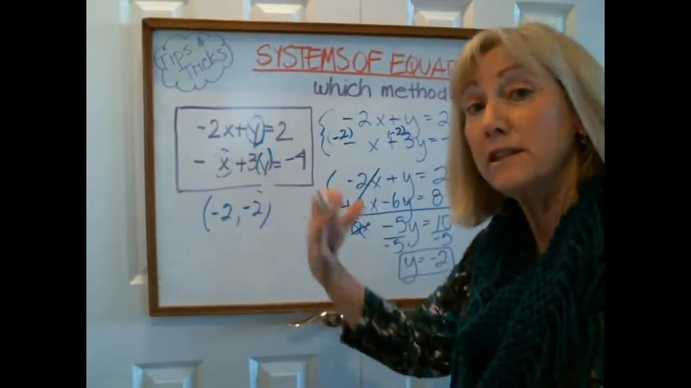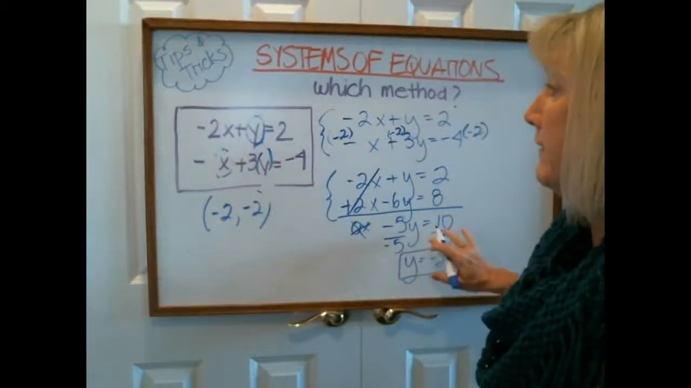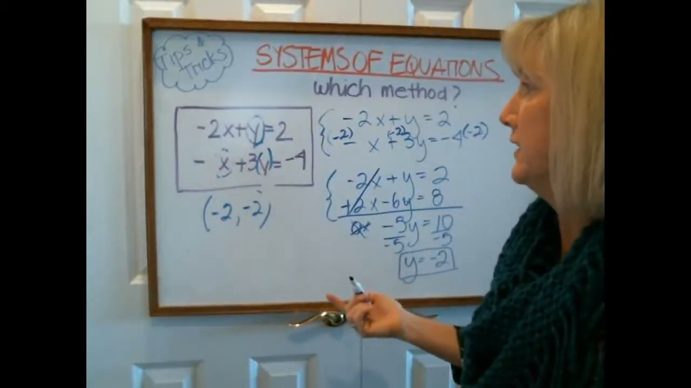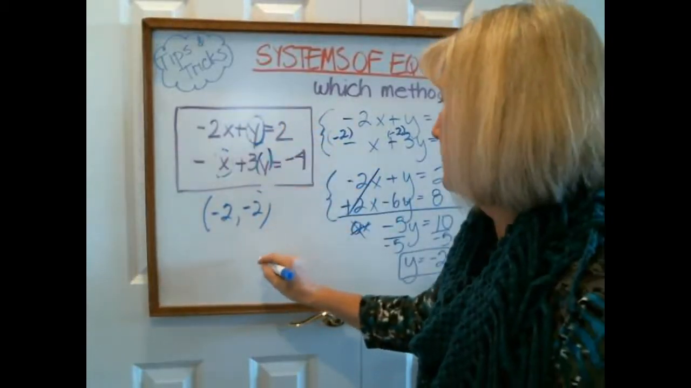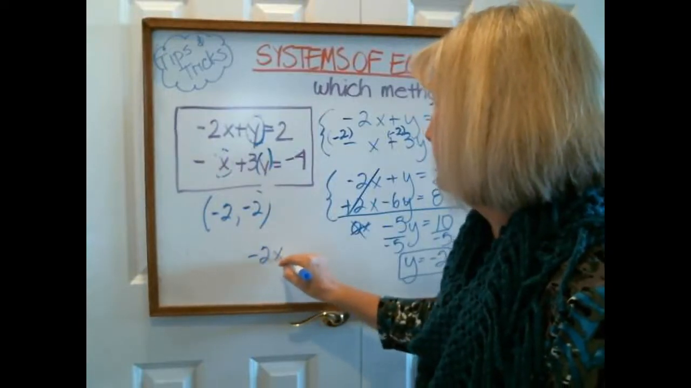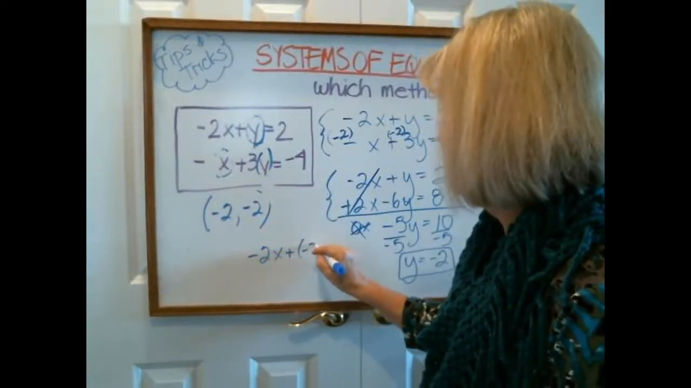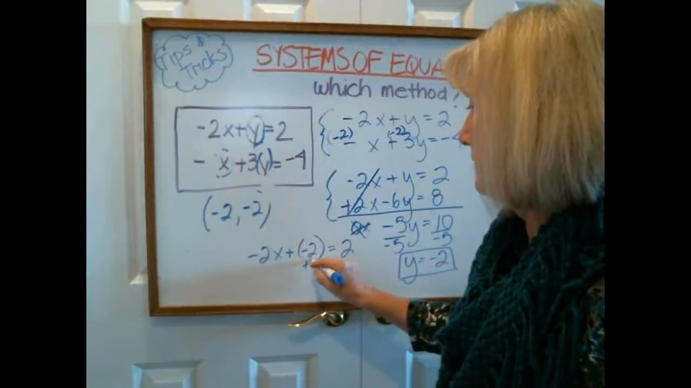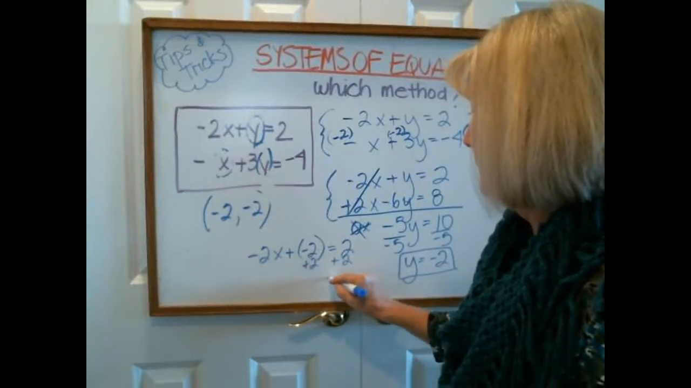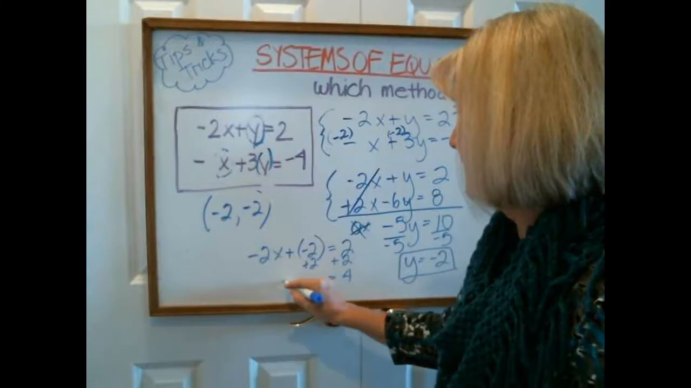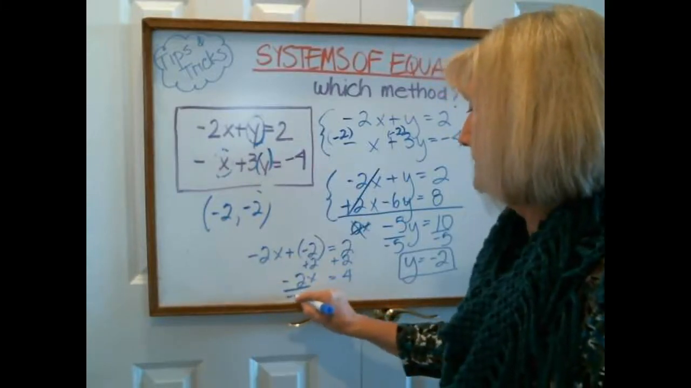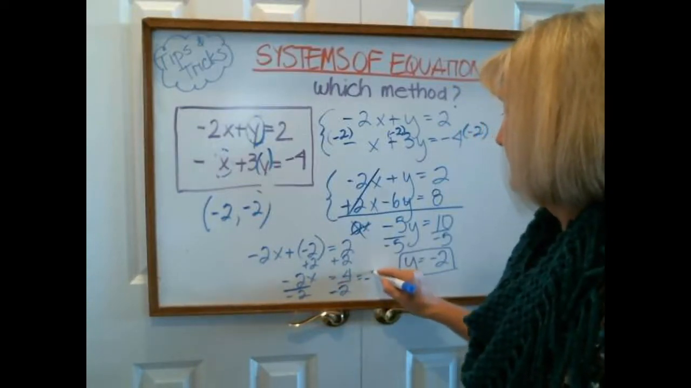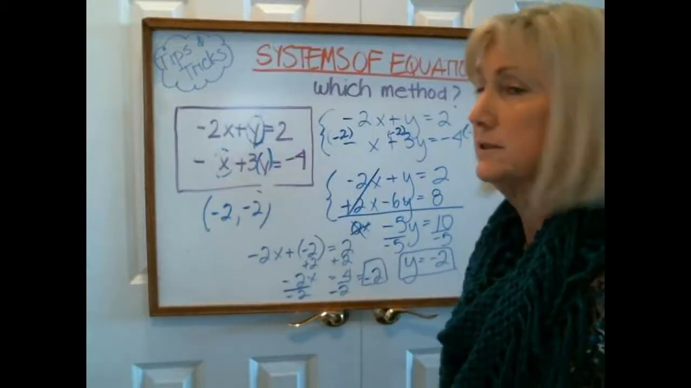Aha! It's the same answer that we got the other way. And then again, we have to finish the problem by putting it into either one of these to find out what the x value is. So I'll just put it in the first one. So we have negative 2x plus negative 2 equals 2. So I'm going to add 2 to both sides. So I get 4, and this is just negative 2x. The last step is to divide by negative 2, and so I get x equals negative 2 also.